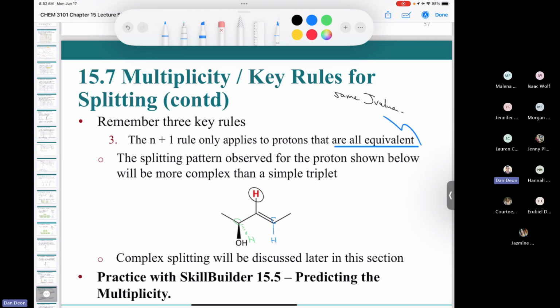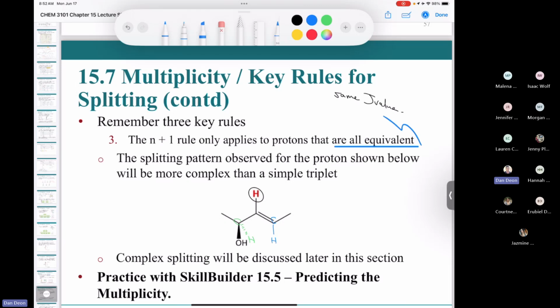Are those 2 protons identical? It's a resounding no. They are obviously very different, right? One is attached to the same carbon as the alcohol, an sp3 hybridized carbon. The one in blue is attached to an sp2 hybridized carbon, right? So they are obviously not the same.